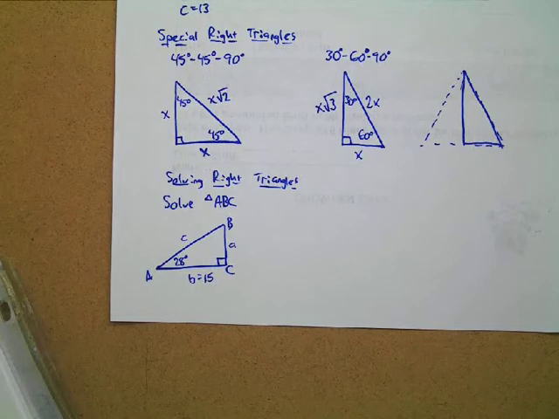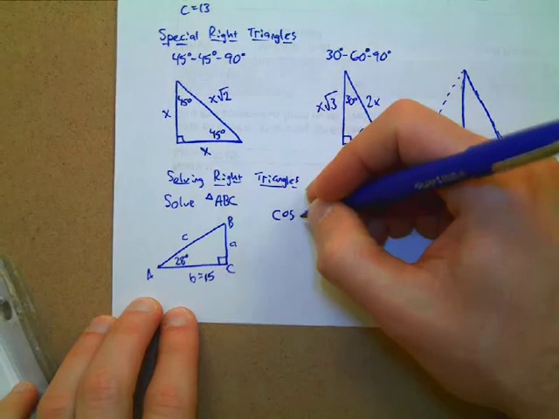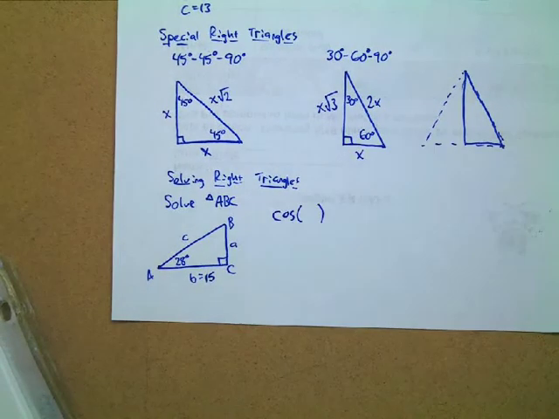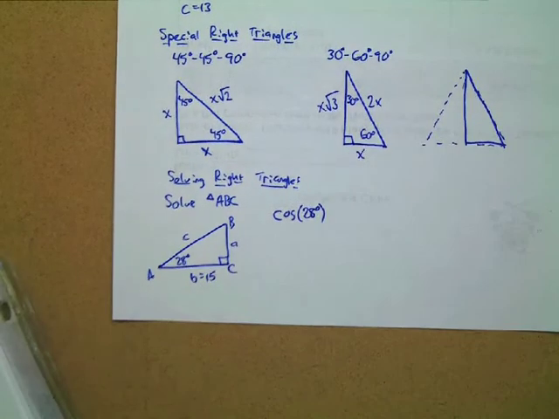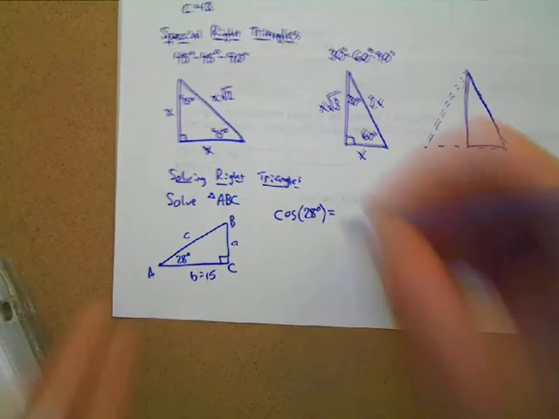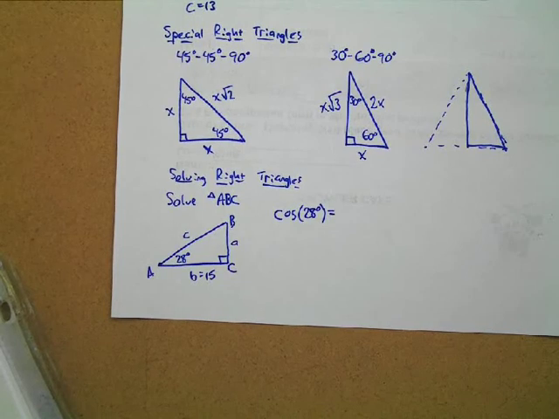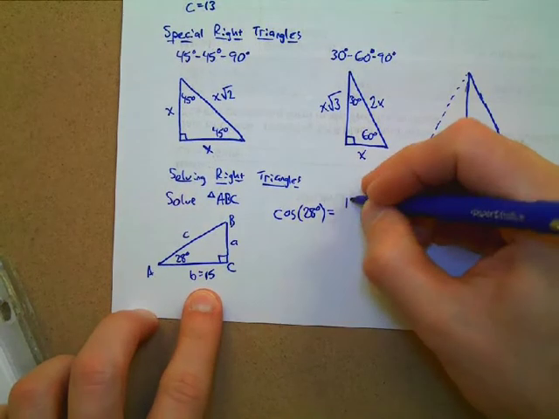Okay, let's use cosine. You said that one first. So cosine of what angle are we going to use here? Yeah, 28 degrees or angle A. So we'll use 28 degrees there because we actually have a number. Equals, cosine is what over what? It's the CAH of SOHCAHTOA, so it's adjacent over hypotenuse. So the adjacent leg, which is 15, over the hypotenuse of C.